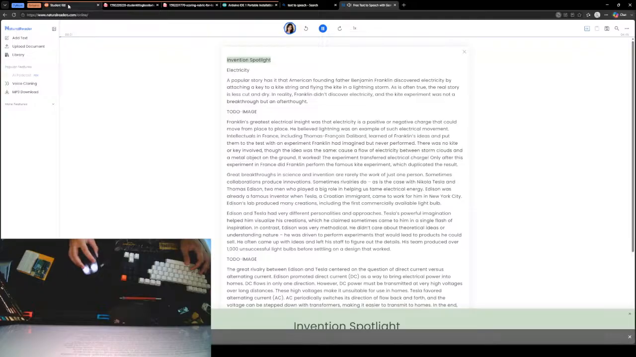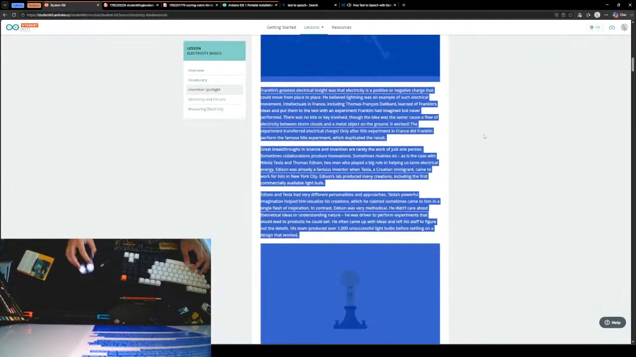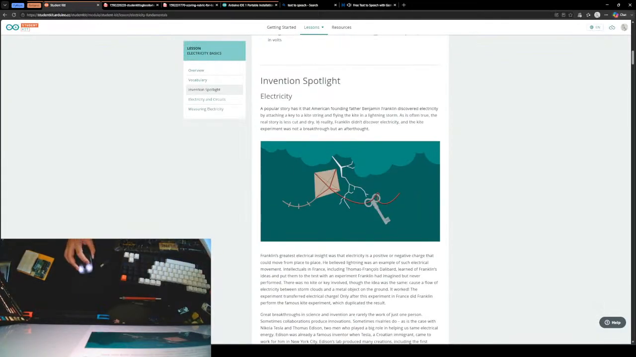Invention Spotlight. Electricity. A popular story has it that American founding father Benjamin Franklin discovered electricity by attaching a key to a kite string and flying the kite in a lightning storm. As is often true, the real story is less cut and dry. In reality, Franklin didn't discover electricity, and the kite experiment was not a breakthrough but an afterthought.